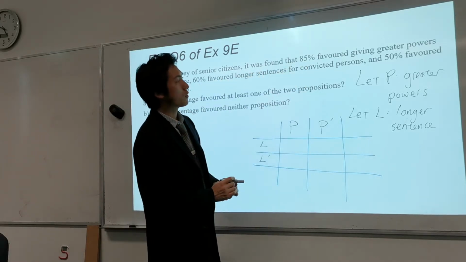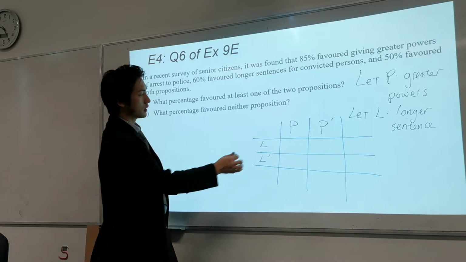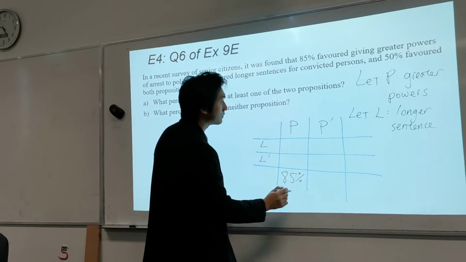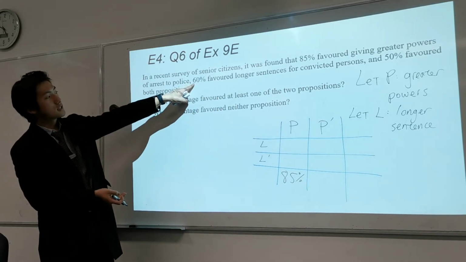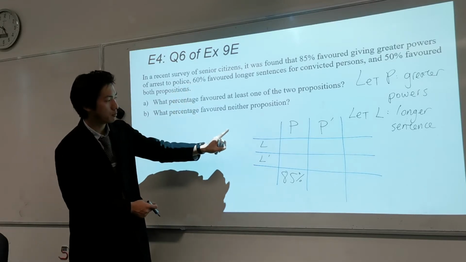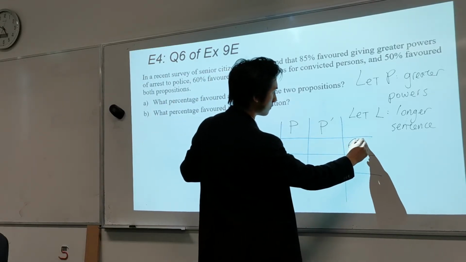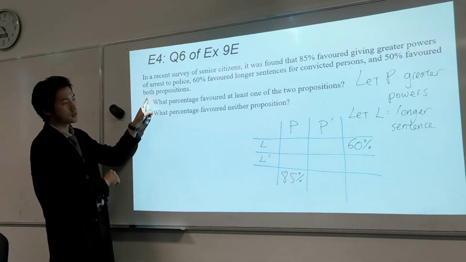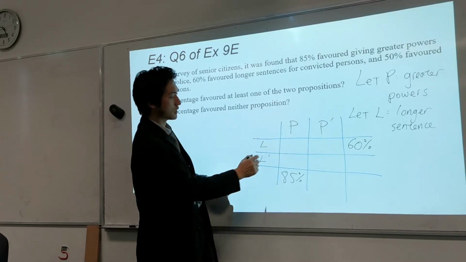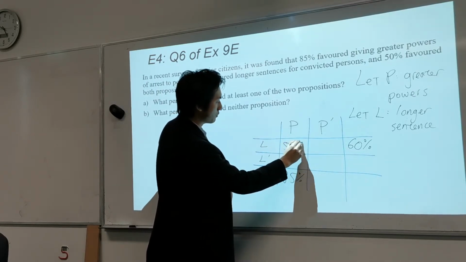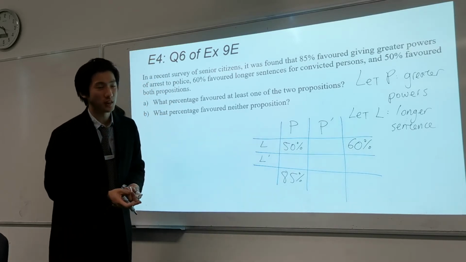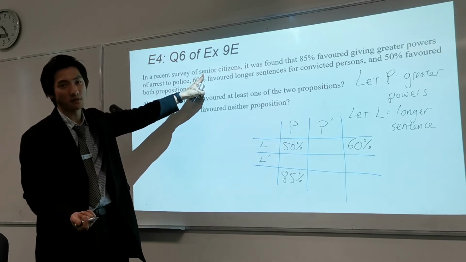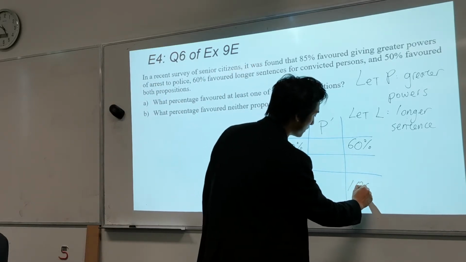85% favoured giving greater powers, which means under this P column here, we should have 85%. What else? 60% favoured longer sentences, which would be this row. Anything else? And lastly, 50% favoured both propositions, so both greater powers and longer sentence. That would be 50%. There's also one more thing. If we add up all the senior citizens in total, we should have 100% of them. So let's add that in at the end.